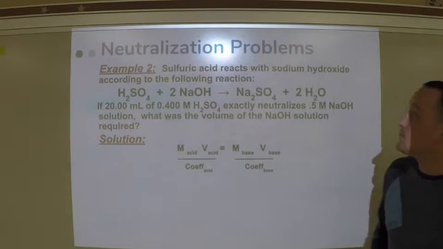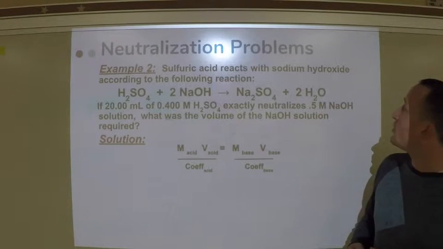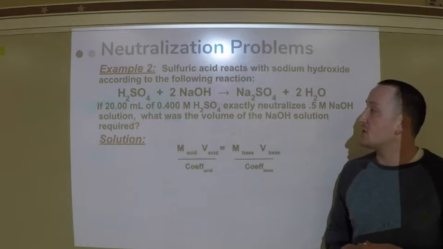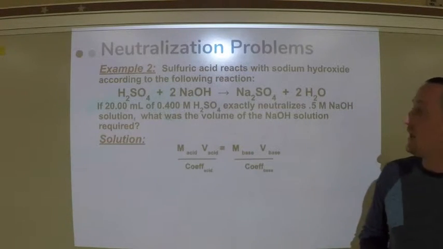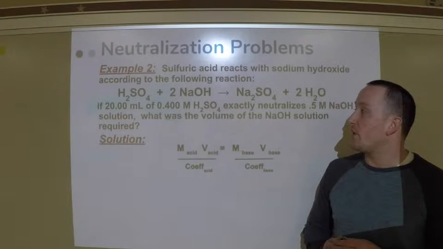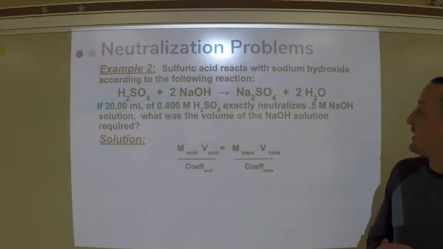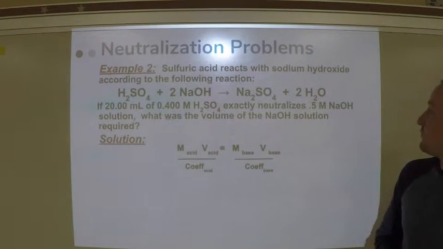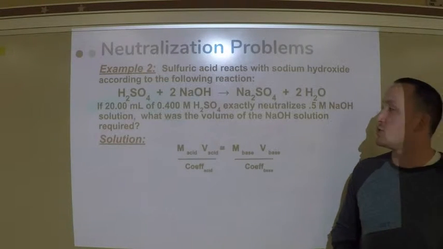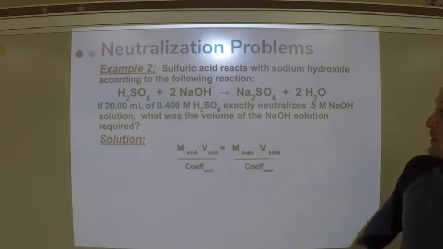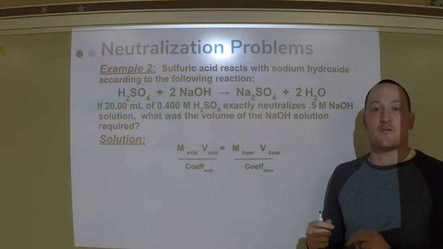So here's my next problem. It says sulfuric acid reacts with sodium hydroxide according to the following reaction. It gives me my reaction, and it is already balanced. If 20 milliliters of 0.4 molar H2SO4 exactly neutralizes 0.5 molar NaOH solution, what is the volume of NaOH solution required? So, I'm going to go through my problem and identify where my variables go.